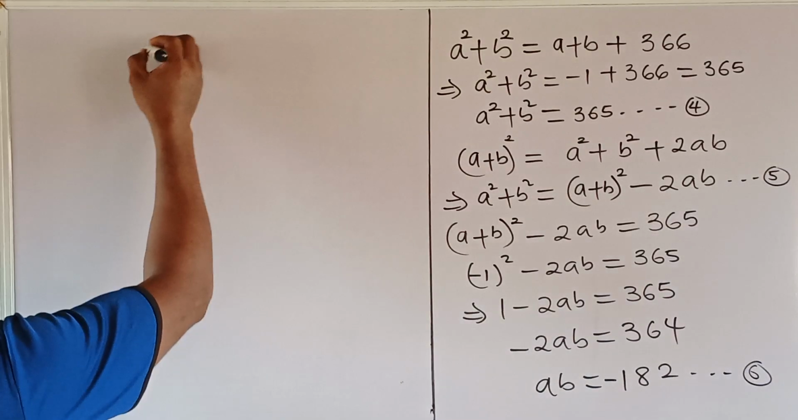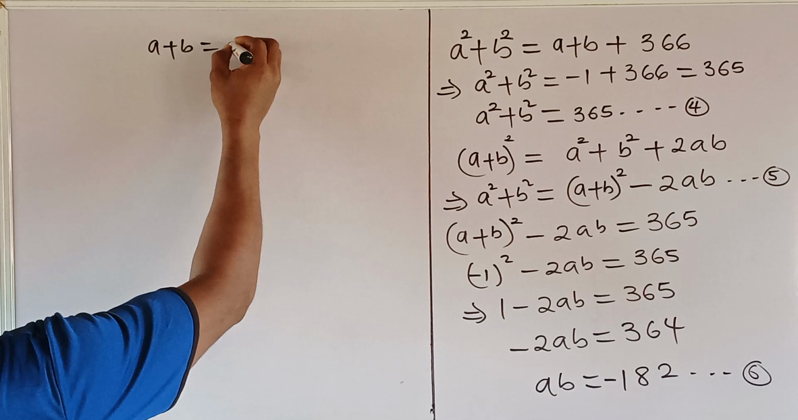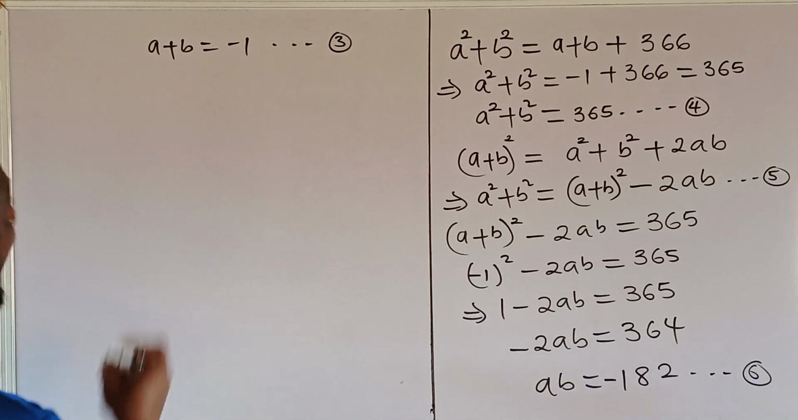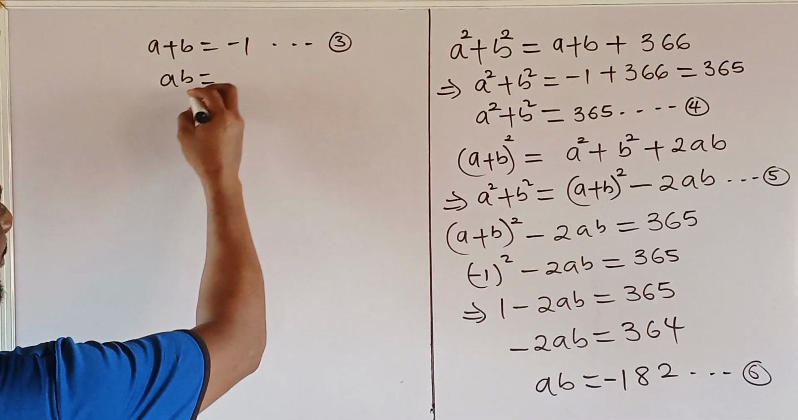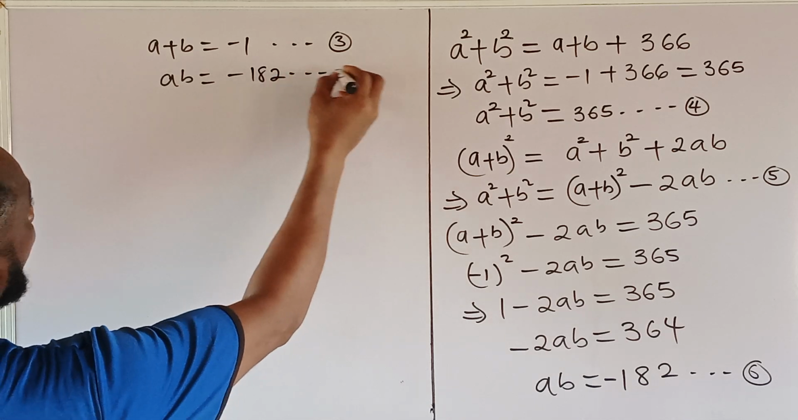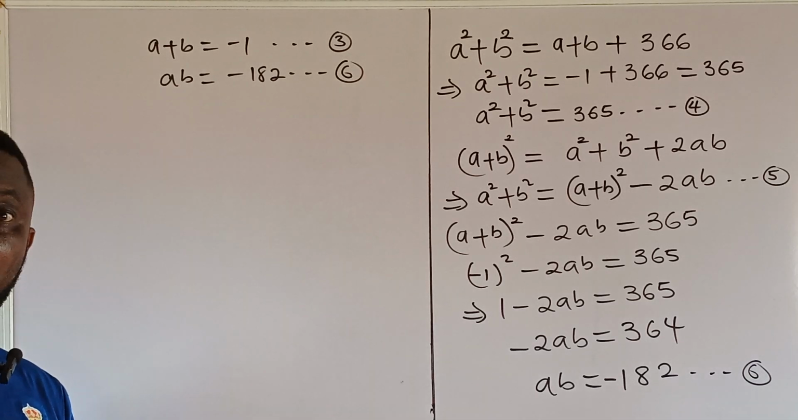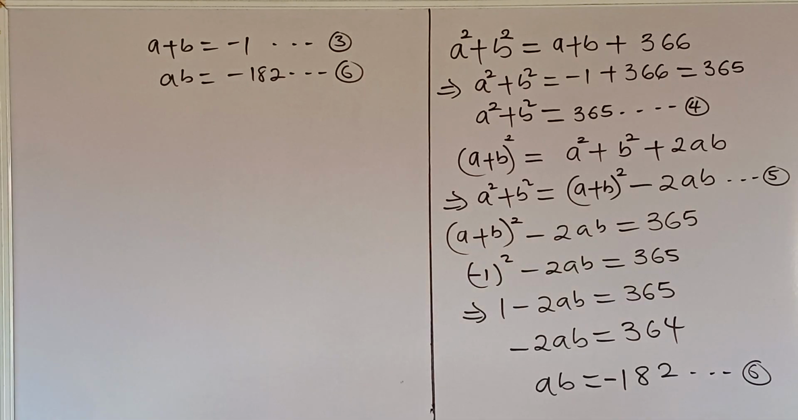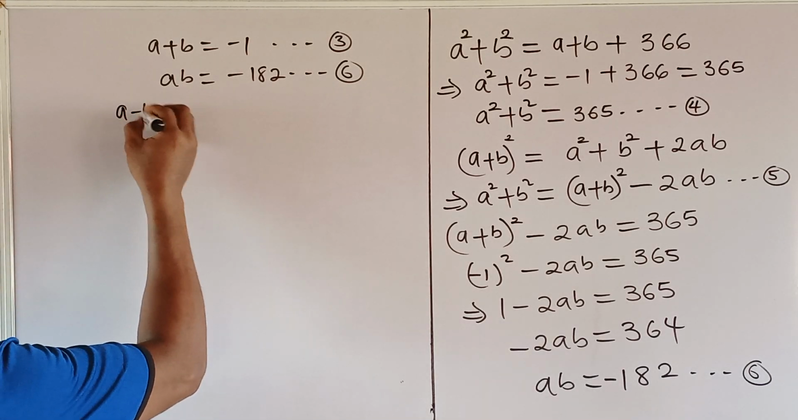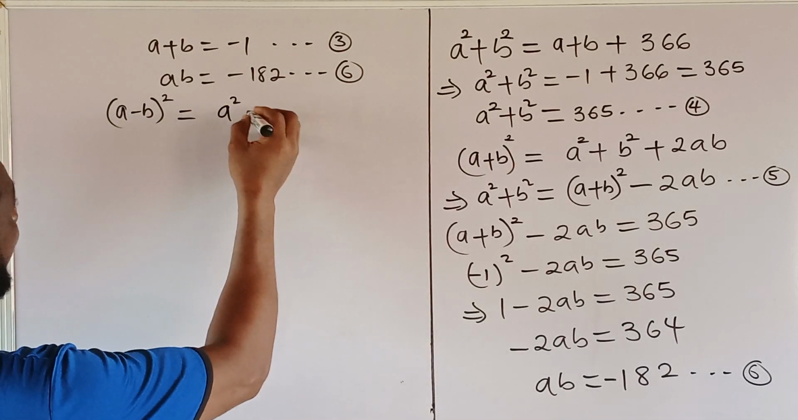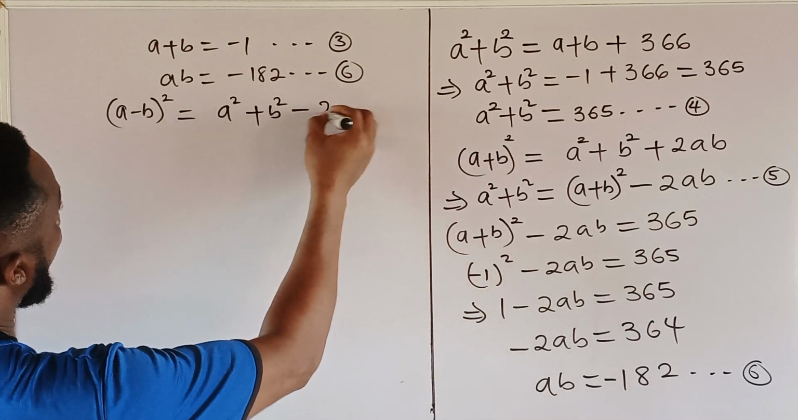So I have A plus B equal to negative 1. This is our equation 3. Then I have AB equal to negative 182, which is our equation 6. Like I said, I wouldn't want to solve this simultaneously using the quadratic formula. Rather, I want to make do with another vital algebraic identity or formula. I know that (A minus B) whole squared is also a perfect square trinomial. It's going to give us A squared plus B squared minus 2AB.